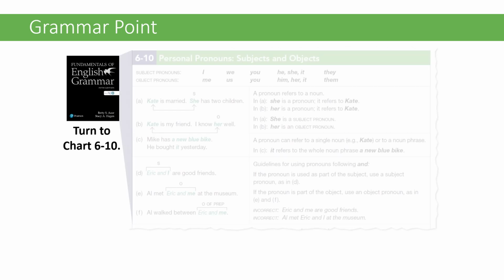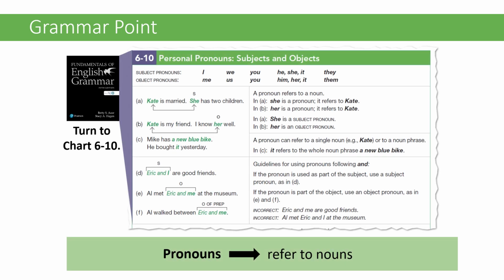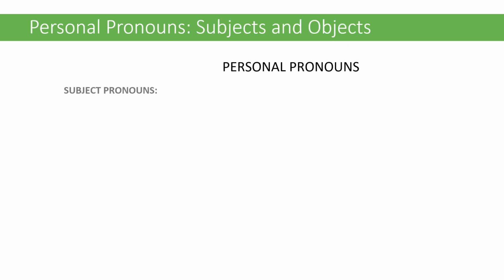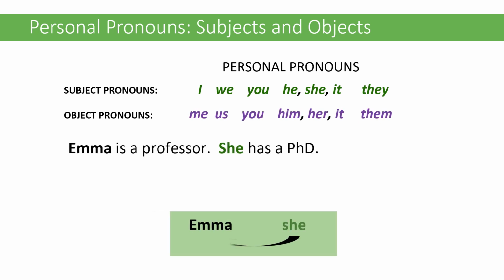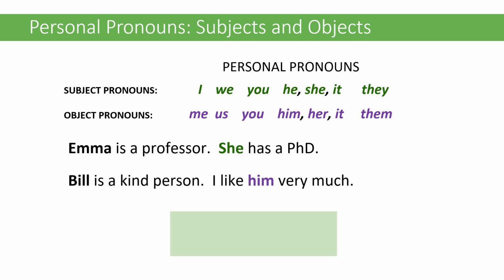So let's start off with table or chart 6-10. A pronoun refers to a noun. It can replace a noun in a sentence. If the pronoun is the subject, we use a subject pronoun. The subject pronouns are I, we, you, he, she, it, and they. If the pronoun is the object, we use an object pronoun. The object pronouns are me, us, him, her, it, and them.